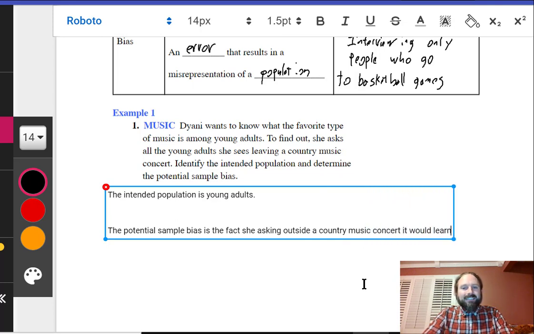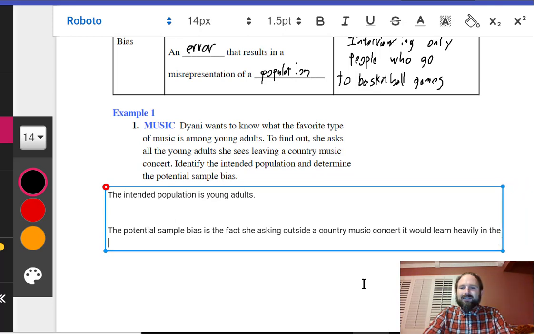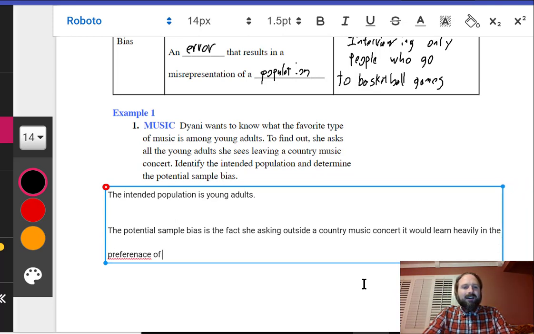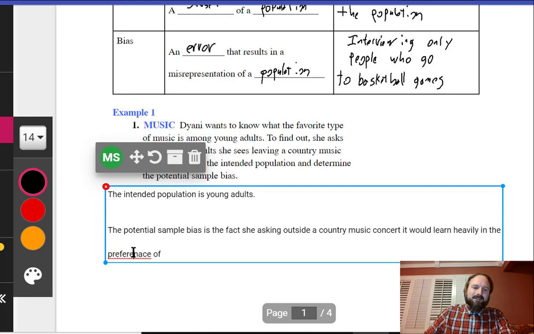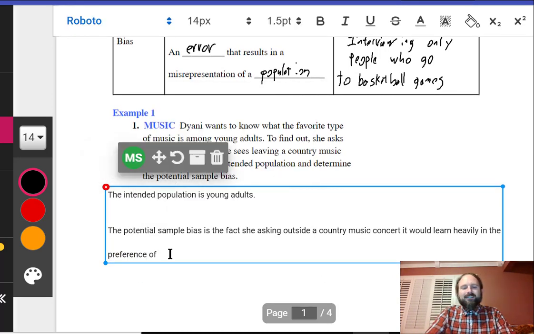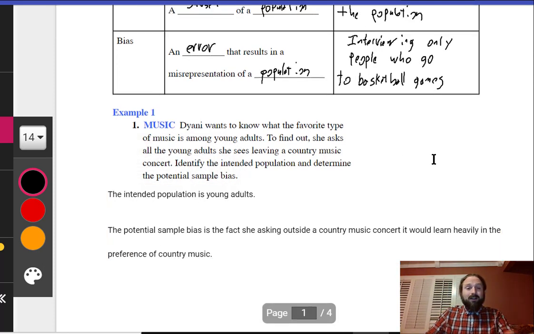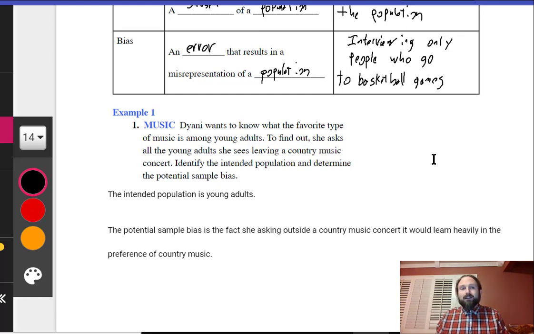It would lean heavily in the preference of country music. So yeah, if you go to a rock concert, most of the people at a rock concert are going to like rock and roll. You go to a hip hop concert, people are going to say, I like hip hop. You go to a country music concert, they're going to say, I like country. That's what would happen most of the time.